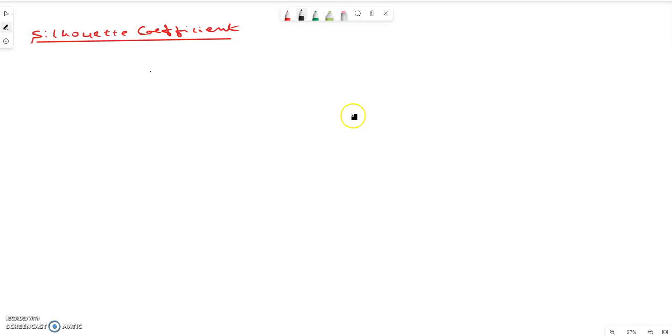In this video, let us understand what is Silhouette coefficient. Generally, it measures the performance of clustering algorithm. It measures how similar an object is to its own cluster compared to other clusters. Now, we need to understand two things here. One is cohesion and the other thing is separation.